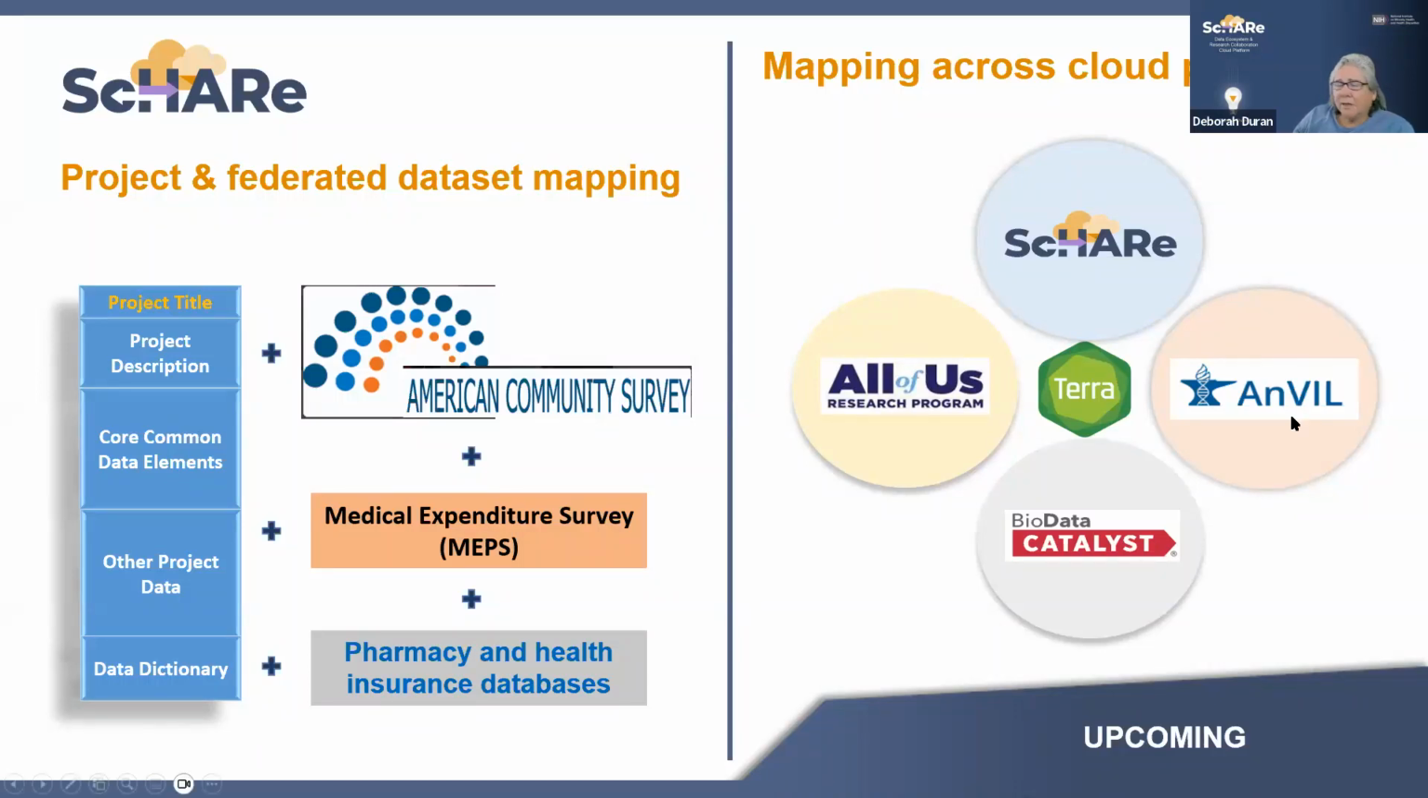So AnVIL is a genetics database. By being able to link ScHARe, where we have the social determinants of health, environmental, and behavioral data, to AnVIL, they're going to be able to do epigenetic studies.